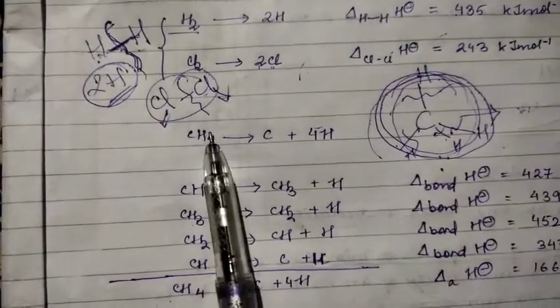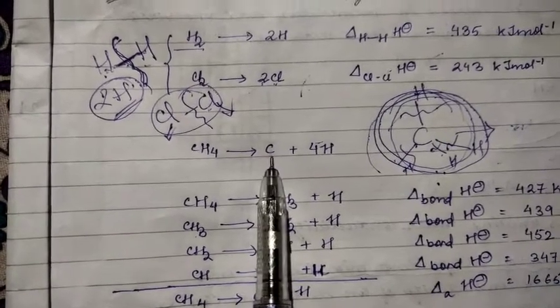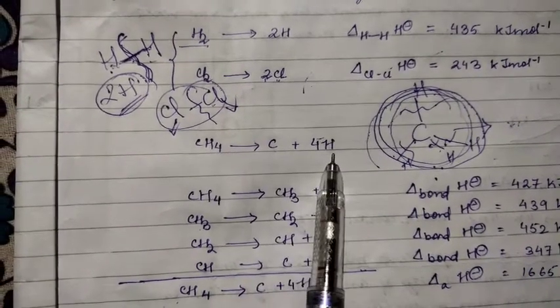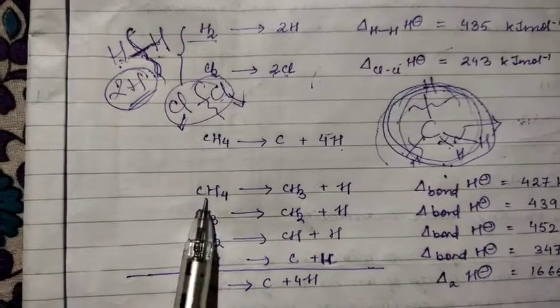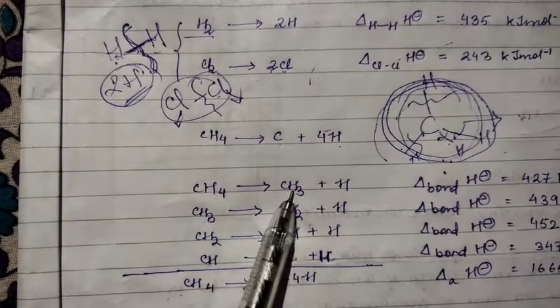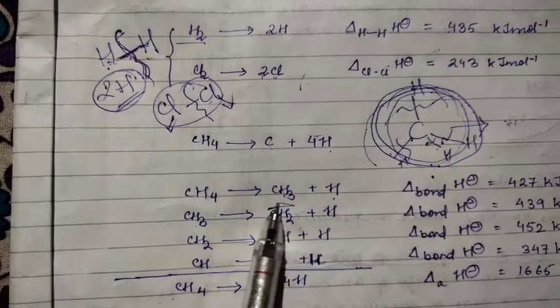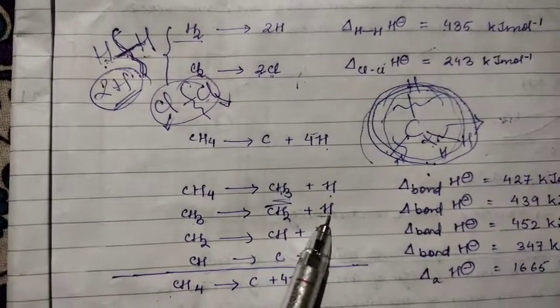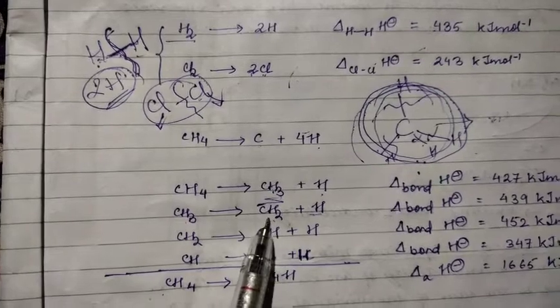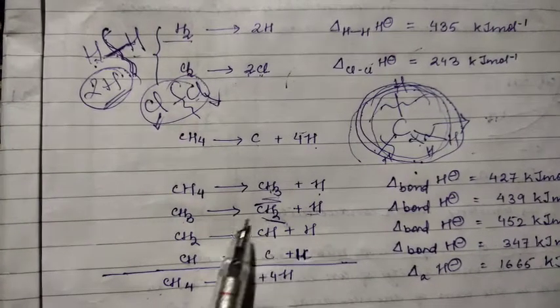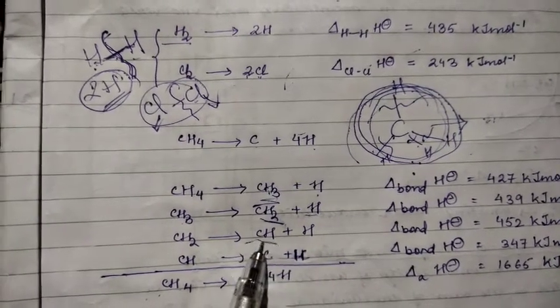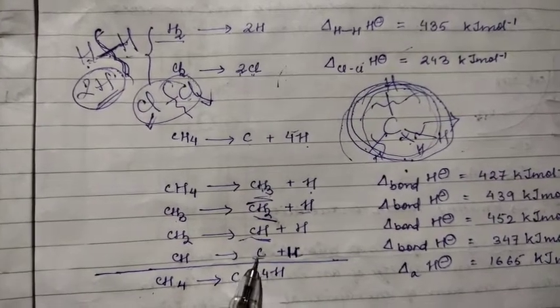So CH4 will give ultimately what? 1 carbon and 4 hydrogen atoms, right? So first of all, CH4 will break and it will release 1 hydrogen atom. Next, from the CH3, another hydrogen atom is released. You will get CH2. Again from CH2, if you release 1 hydrogen, you will get CH. Again, at last, you will get C.